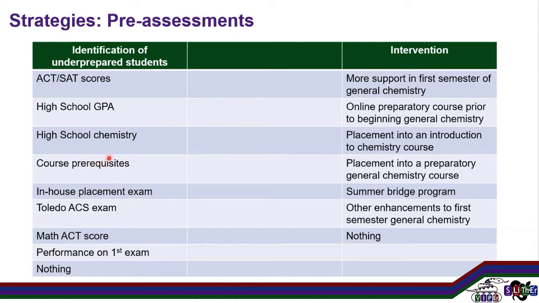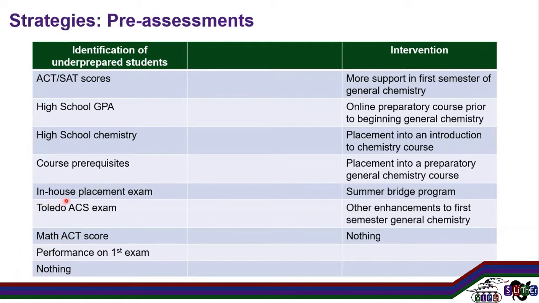We may identify underprepared students by whether they meet course prerequisites, like do they have the right math class? Usually that's what it is, right? We're saying the math department is going to pre-assess the students, and we're going to use that to figure out whether they're ready for Gen Chem. A lot of places have their own placement exams, or use the Toledo placement exam. These could be online or in person. Some schools use performance on the first exam in general chemistry, and some schools don't do anything.